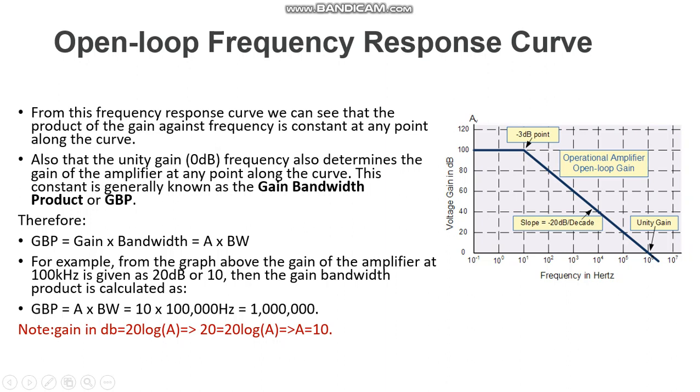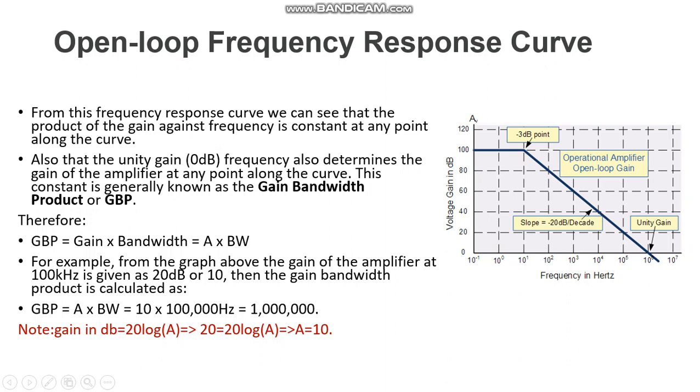What is this product of gain against frequency? See, gain bandwidth. What is this bandwidth? Also the unity gain, 0 dB frequency, determines the gain of the amplifier at any point of the curve. This is constant, generally the gain bandwidth product. See here, gain bandwidth product is 10 into 10,000 Hz. So this is the unity gain.